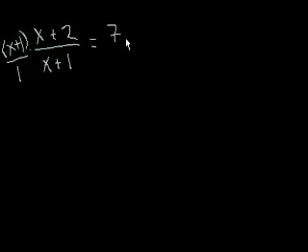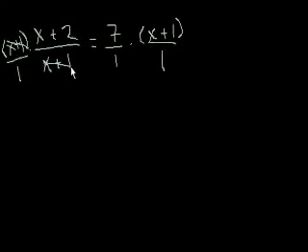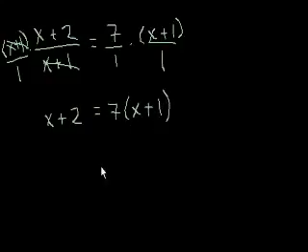Since we did it on the left-hand side, we also have to do it on the right-hand side, and this is just 7 over 1 times x plus 1 over 1. On the left-hand side, the x plus 1's cancel out, and you're just left with x plus 2. It's over 1, but we can just ignore the 1. And then that equals 7 times x plus 1. And that's the same thing as x plus 2. And remember, it's 7 times the whole thing, x plus 1.